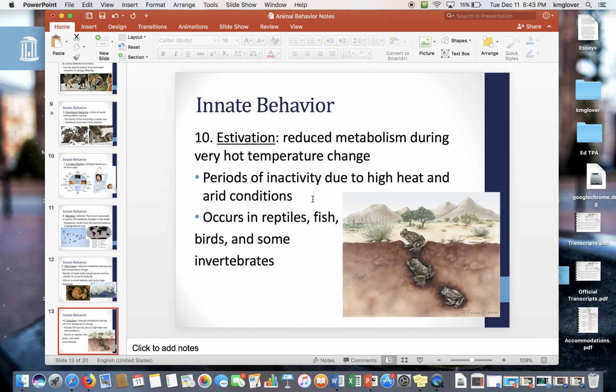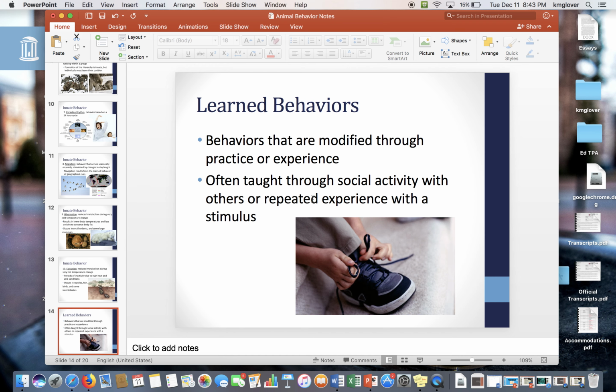It's just the opposite of hibernation. You're going to reduce your metabolism, you're going to reduce your movement in order to conserve things in your body. Probably water also, if you think about hot and dry temperatures. Okay, so that's estivation. An example that you can have on your sheet would be reptiles, fish, birds, things like that. All right, so those are all your innate behaviors.